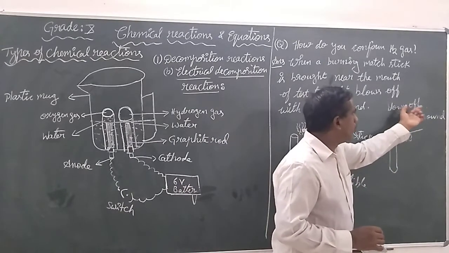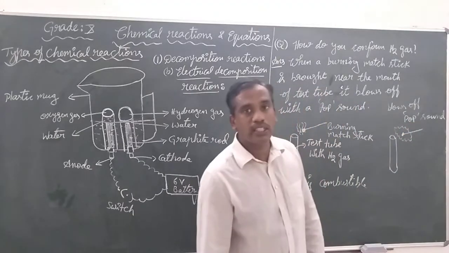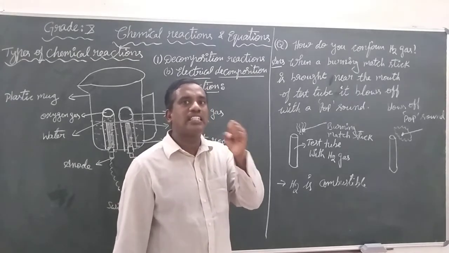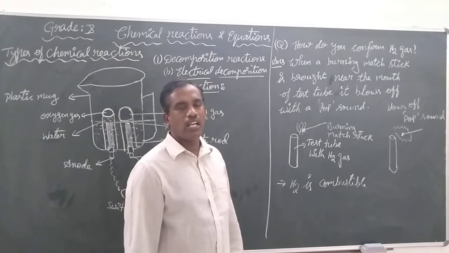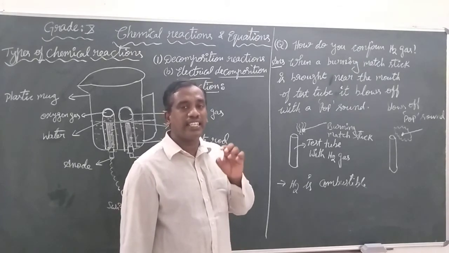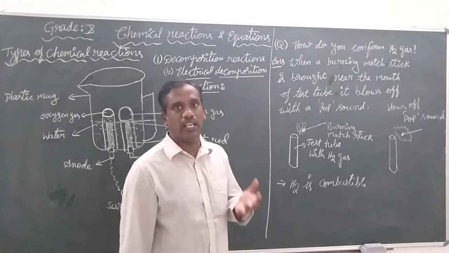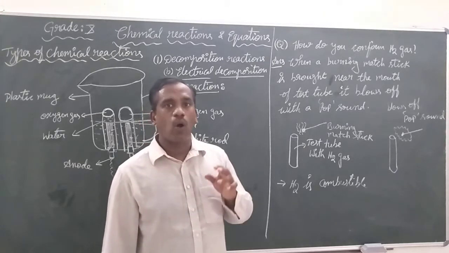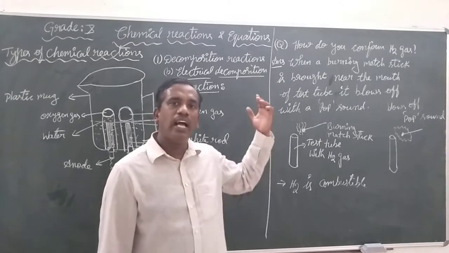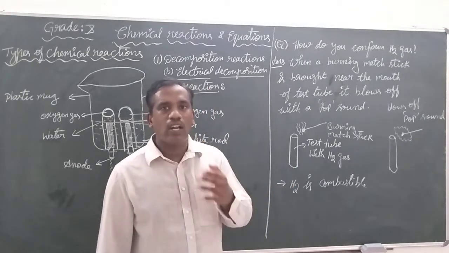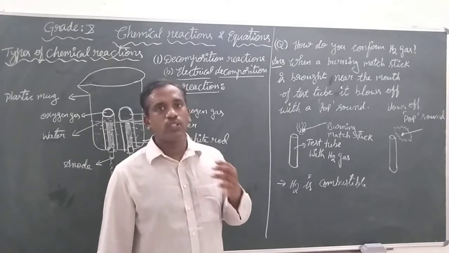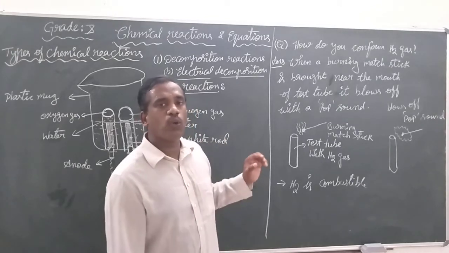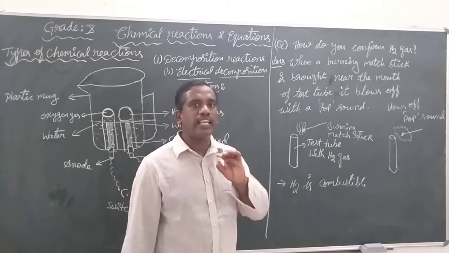The matchstick will blow off, giving a pop sound, because this hydrogen gas caught the fire and blew it off. Since hydrogen gas has the property of being combustible, it is used as rocket fuel in rockets. The rocket fuel is nothing but hydrogen gas in one container and oxygen gas in another container. So that is the rocket fuel. This hydrogen gas is highly combustible.